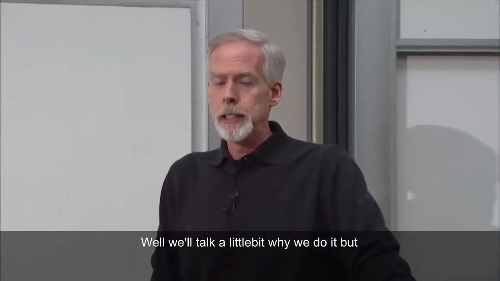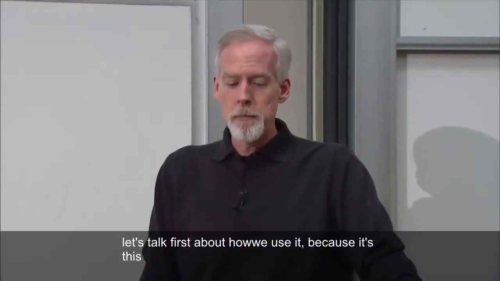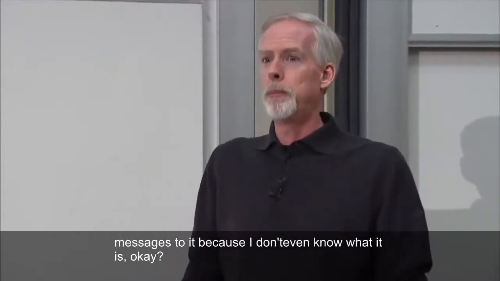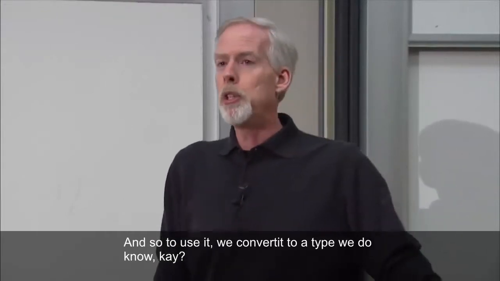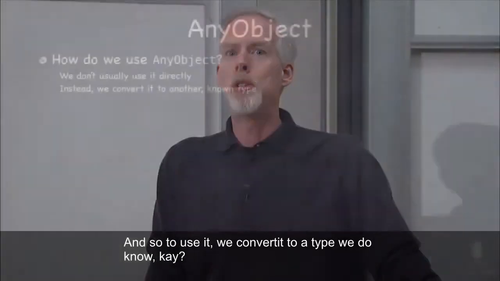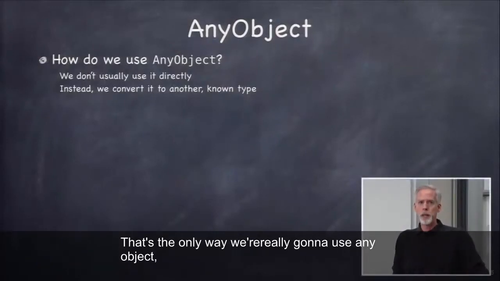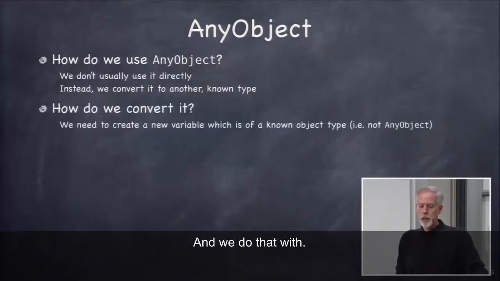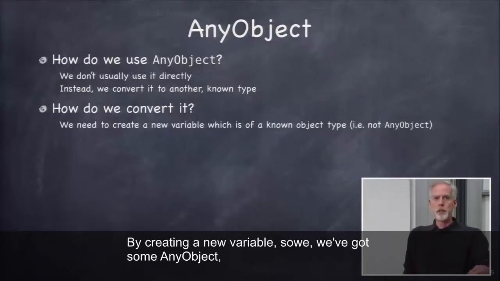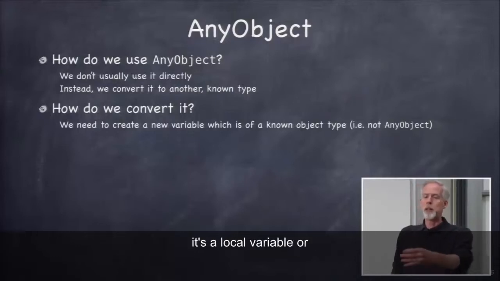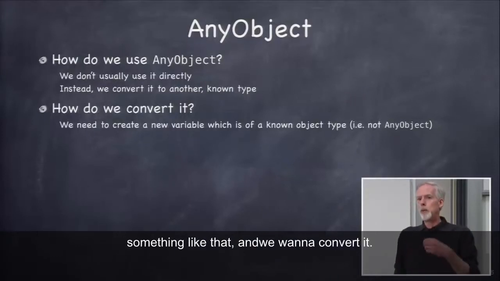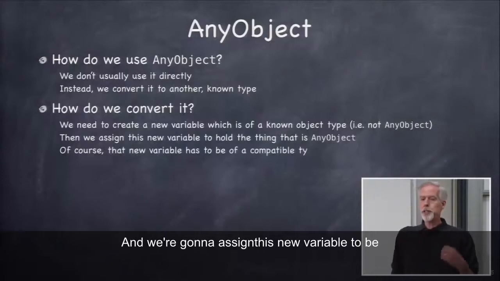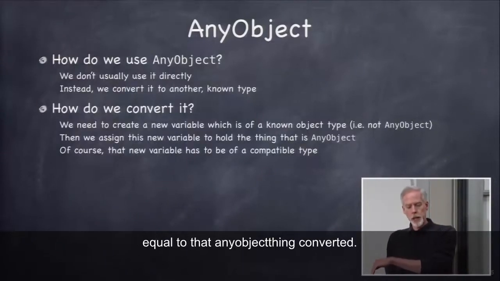Well, we'll talk a little bit about why we do it, but let's talk first about how we use it, because it's this pointer to unknown object, so I can't really send any messages to it because I don't even know what it is, okay? And so to use it, we convert it to a type we do know. That's the only way we're really going to use any object, is to convert it to some class that we do know, right? And we do that by creating a new variable. So we've got some any object. It was an argument to a method, or it's a local variable, or something like that, and we want to convert it. So we're going to create a new variable of the type we want to convert it to. Okay, and we're going to assign this new variable to be equal to that any object thing converted.